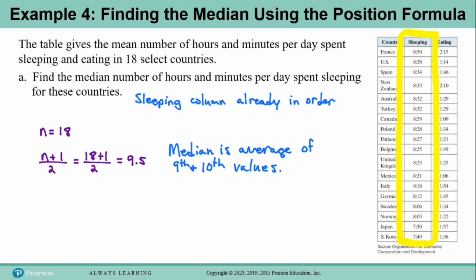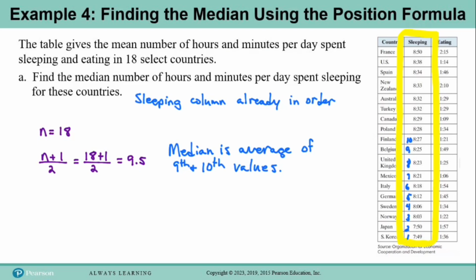So now if I count from the bottom up and find the 9th and 10th values, they are these 2 right here for Belgium and Finland. Now keep in mind that I could have started at the top of the list. The middle 2 numbers are the middle 2 numbers no matter which end of the list you start at. I just started from the bottom because those are the small numbers. But now we need to find the average of these 2 values. And you may be able to do it by common sense.